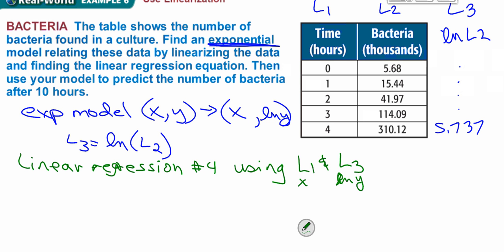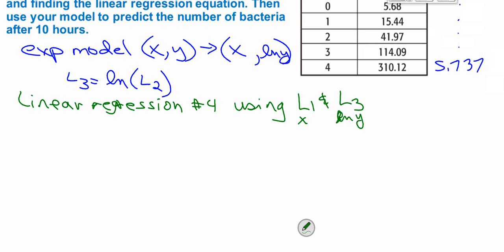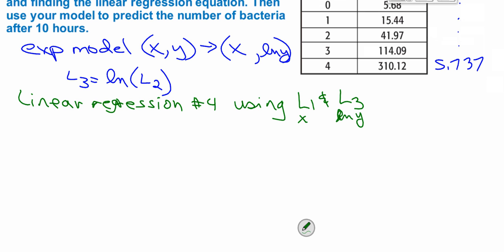You're going to push the buttons. Go stat, over to calculate, number 4, or enter. Yep. And now you're going to go second 1, comma, second 3. Okay. All right. Yep. I knew we'd get it.